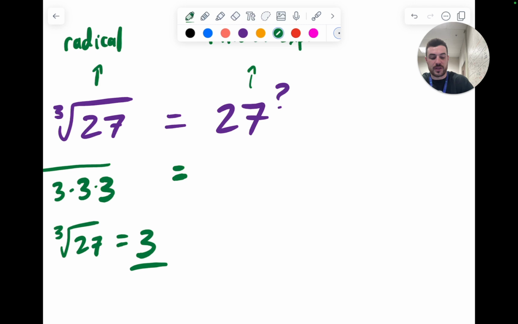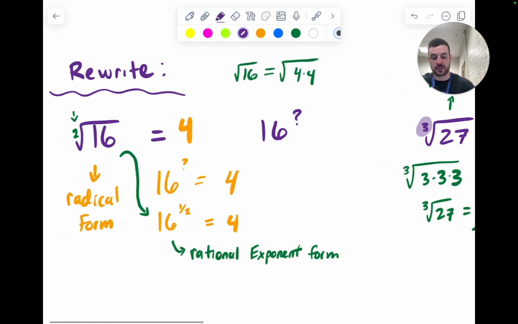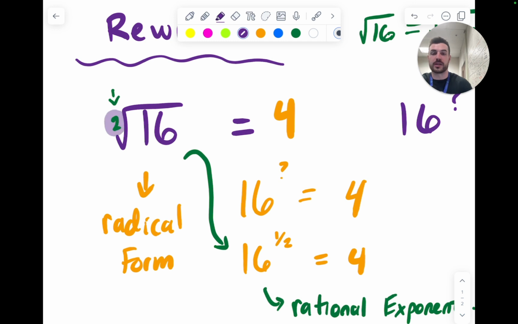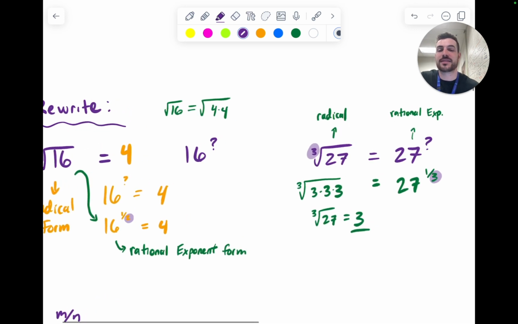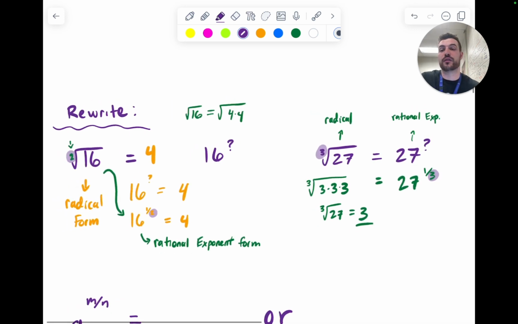this should be the same thing as 27 to the 1 over 3 power, because again, this number right here should match that number and is the bottom of our fraction, just like it did over here. This number here should match the bottom part of that fraction. And that is how we essentially rewrite from radical form into rational exponent form.